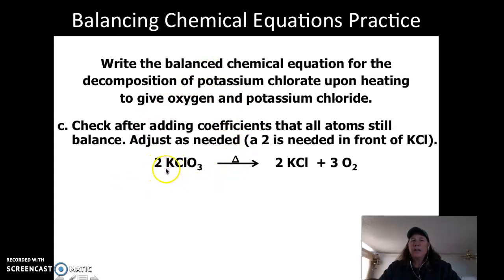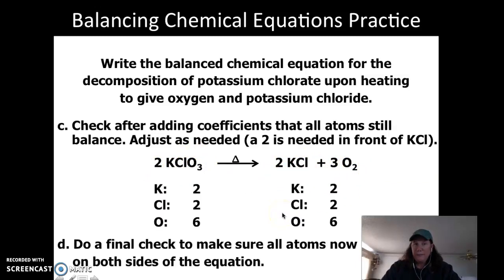All right. Anyway, now if I double check, I have 2 potassium. I have 2 potassium. I have 2 chlorine. I have 2 chlorine. And I have 2 times 3. I have 6 oxygen. 3 times 2 is 6 oxygen. Okay. So then it's balanced.